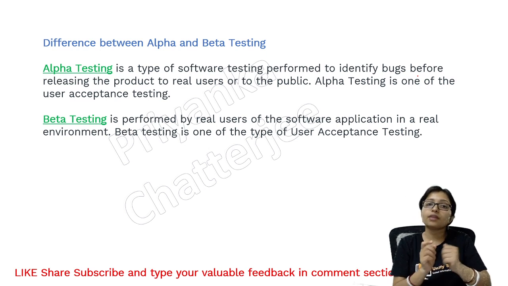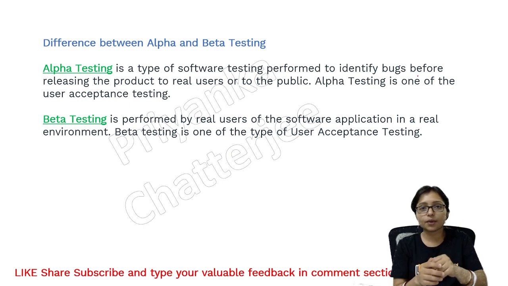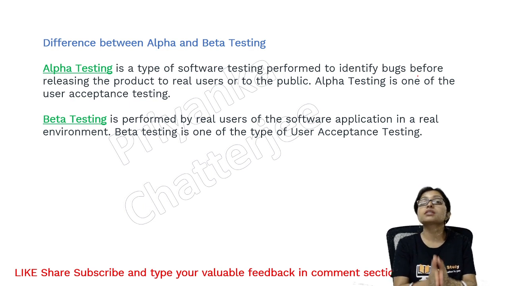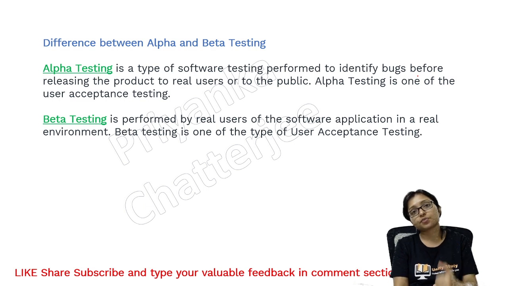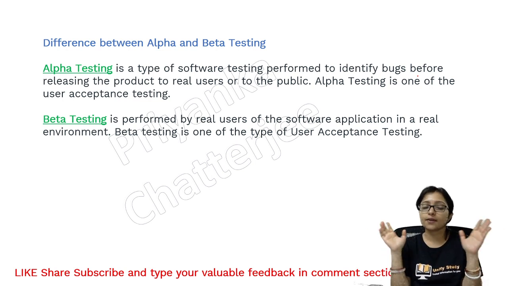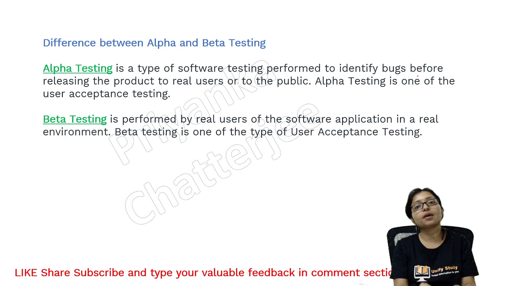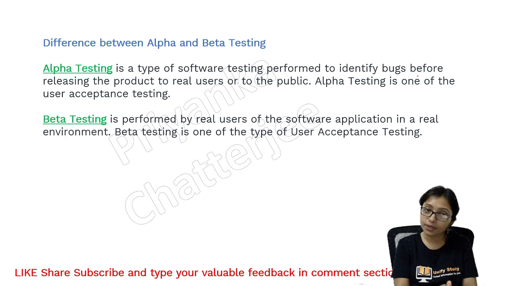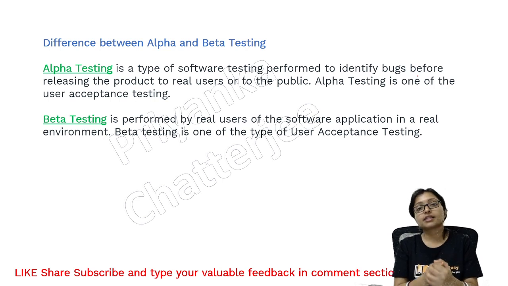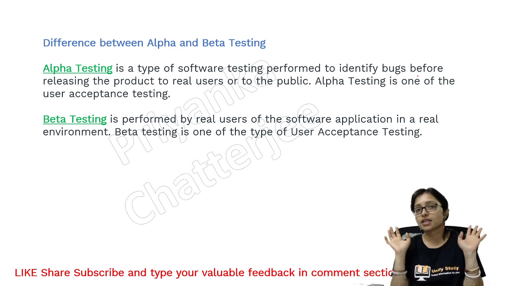That's why alpha testing is done by the developer at the developer end, in the developer house, in the software company only. They will check the product acceptance levels, meaning how happy the customer is with this software. But the customer will not check it; it will be checked by the developer only, in that development house, in that software company only.